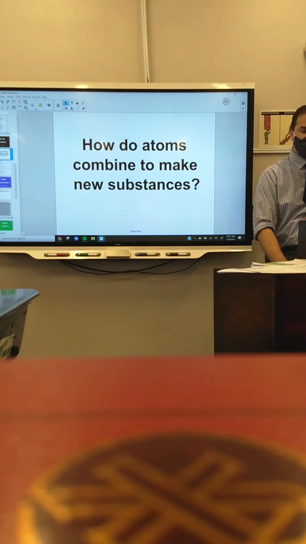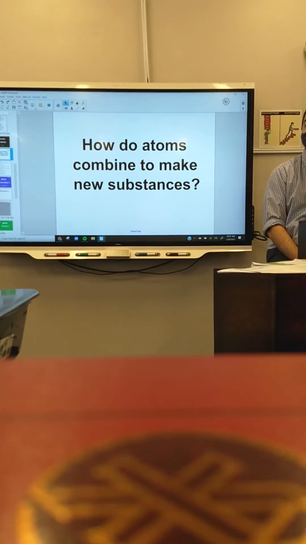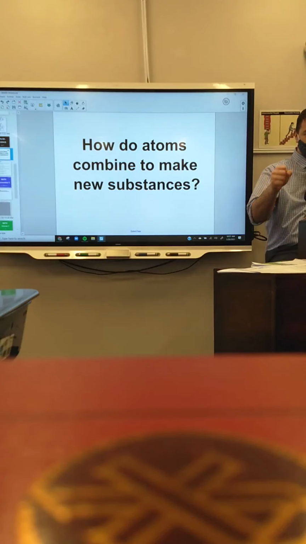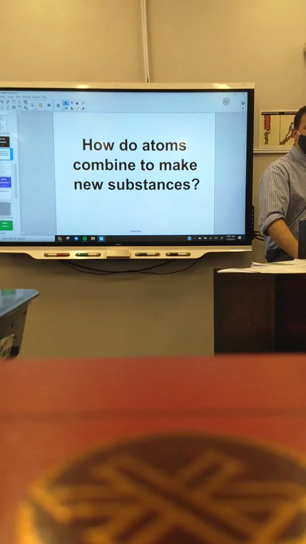Let me say that again. When 2 or more atoms of the same kind are combined, then the substance is an element. Is this an element? Yes. Oxygen and oxygen combined, that's 2 or more of the same kind. This would be the element oxygen.